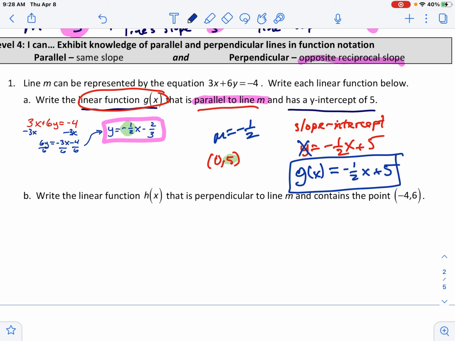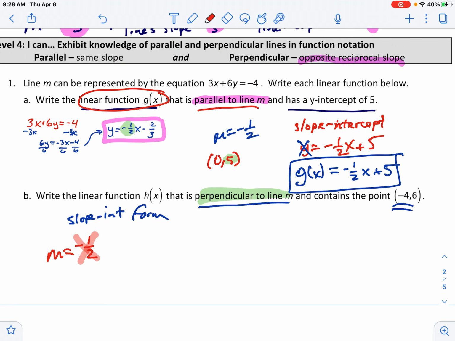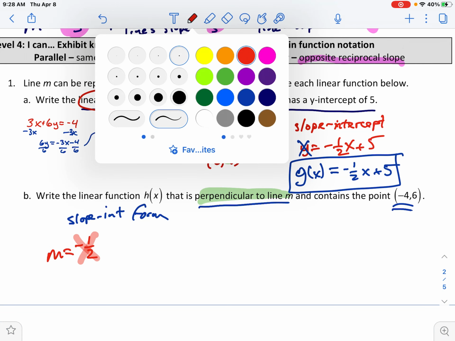All right, next one. Write the linear function h of x, and we'll again write it in slope-intercept form, just for practice here. All right. It's perpendicular to line M, and it has this point right here. So perpendicular is where we start. We already have the slope from line M. Remember, line M's slope was negative 1/2, but that is not what we want, because we want our slope to be perpendicular to it.